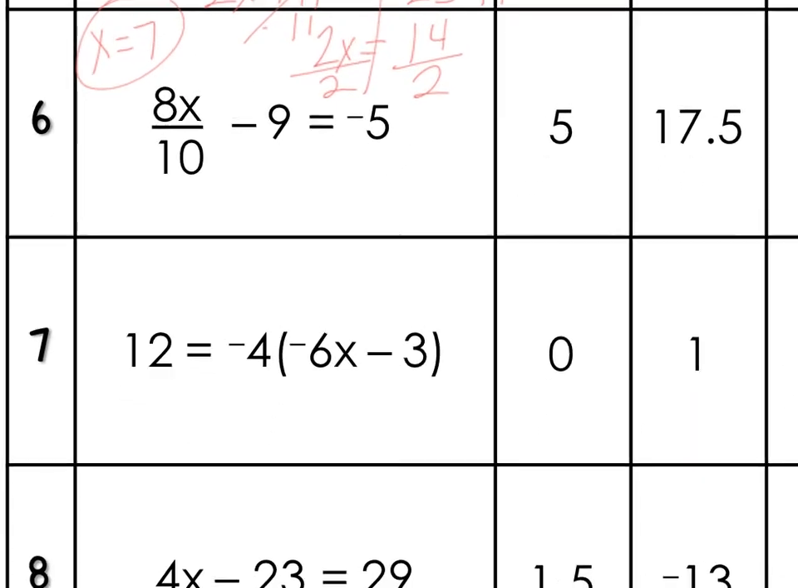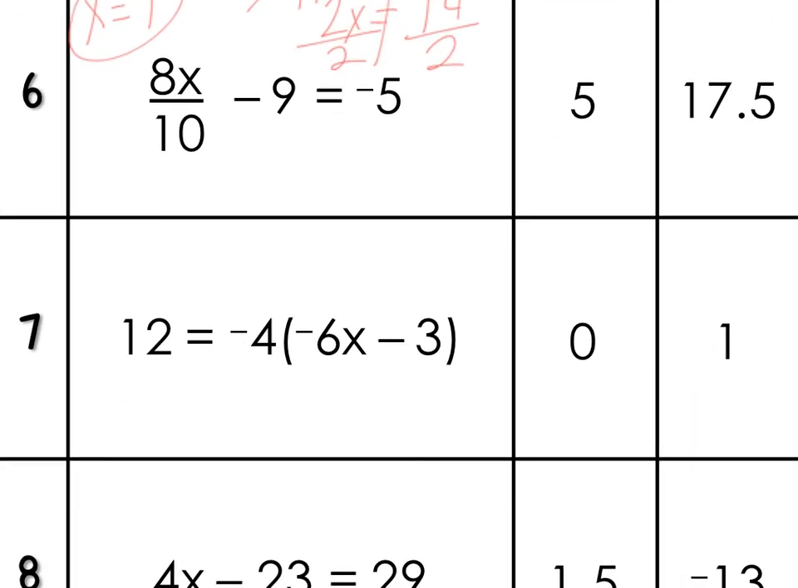I've got another fraction, 8/10 x minus 9 equals negative 5. Okay. We could simplify this fraction if we wanted to. You could turn that into 4/5. If you wanted to make it into a decimal, you could do that. I'd just say let's leave it as 8/10 for now.